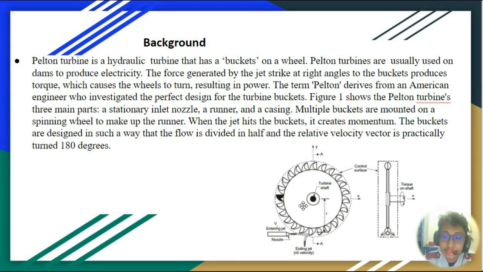The term Pelton derived from an American engineer who investigated the perfect design for the turbine buckets. This is figure 1, which shows the Pelton turbine that has three main parts, which are a stationary inlet nozzle, a runner, and a casing. Multiple buckets are mounted on a spinning wheel to make up the runner. When the jet hits the buckets, it creates momentum. The buckets are designed in such a way that the flow is divided in half, and the relative velocity vector is practically turned 180 degrees.